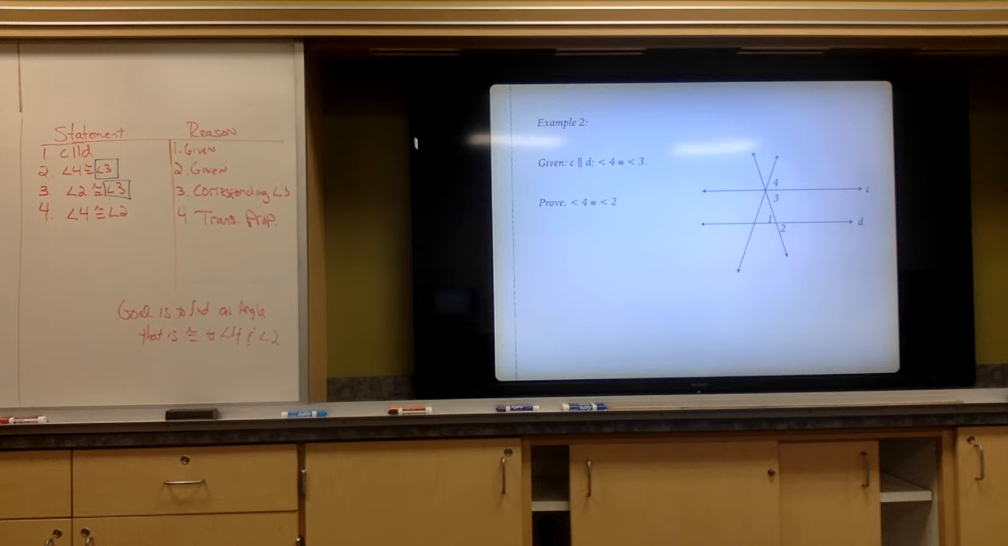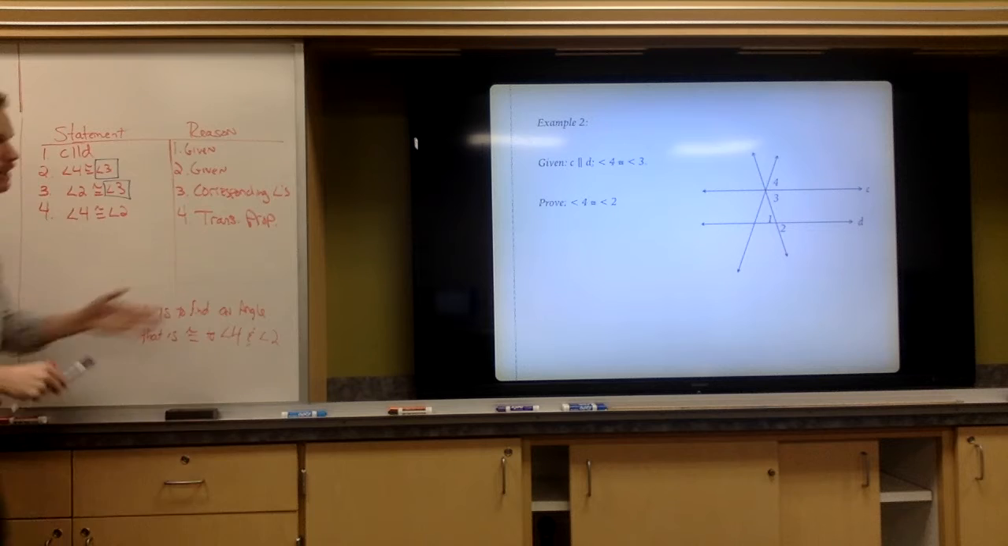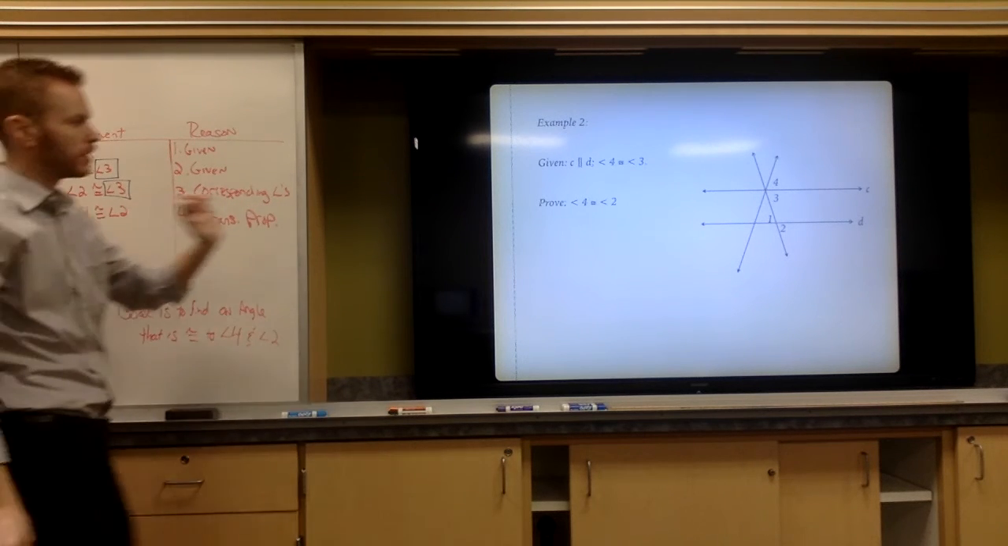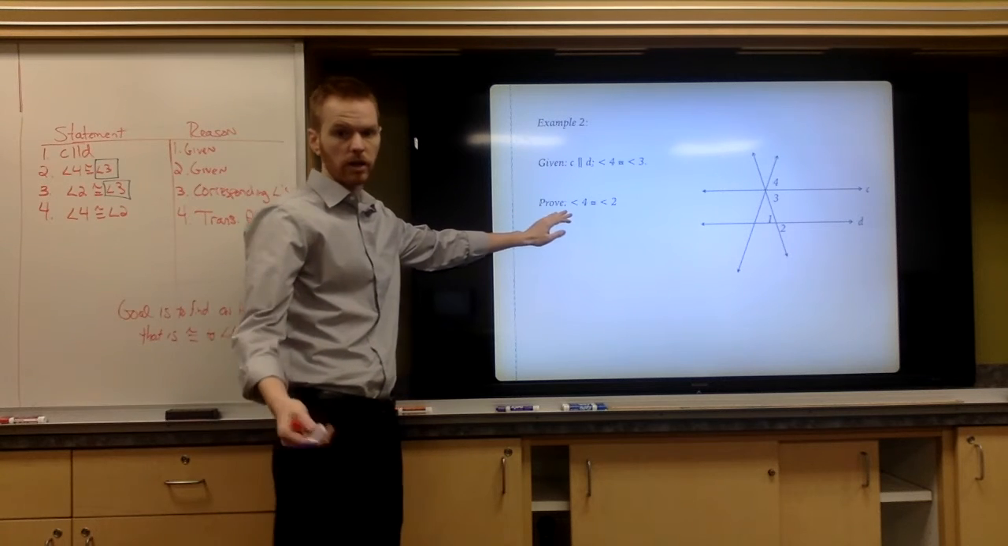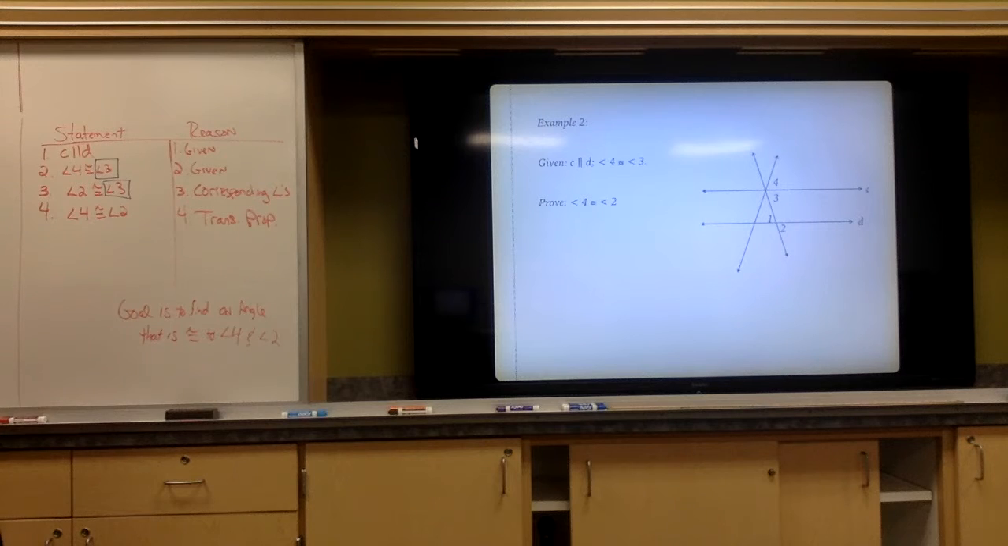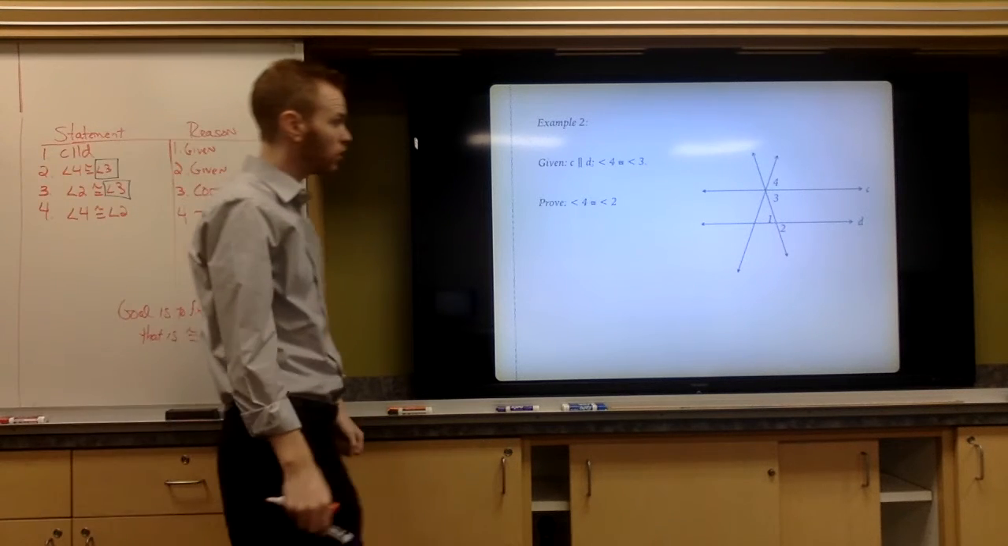And we're done. So notice, the beginning of my proof has the given information listed. The end, the very last step, is always the proof part, what you're trying to prove here. Now you might ask me, well, Mr. McCullough, what about angle 1?